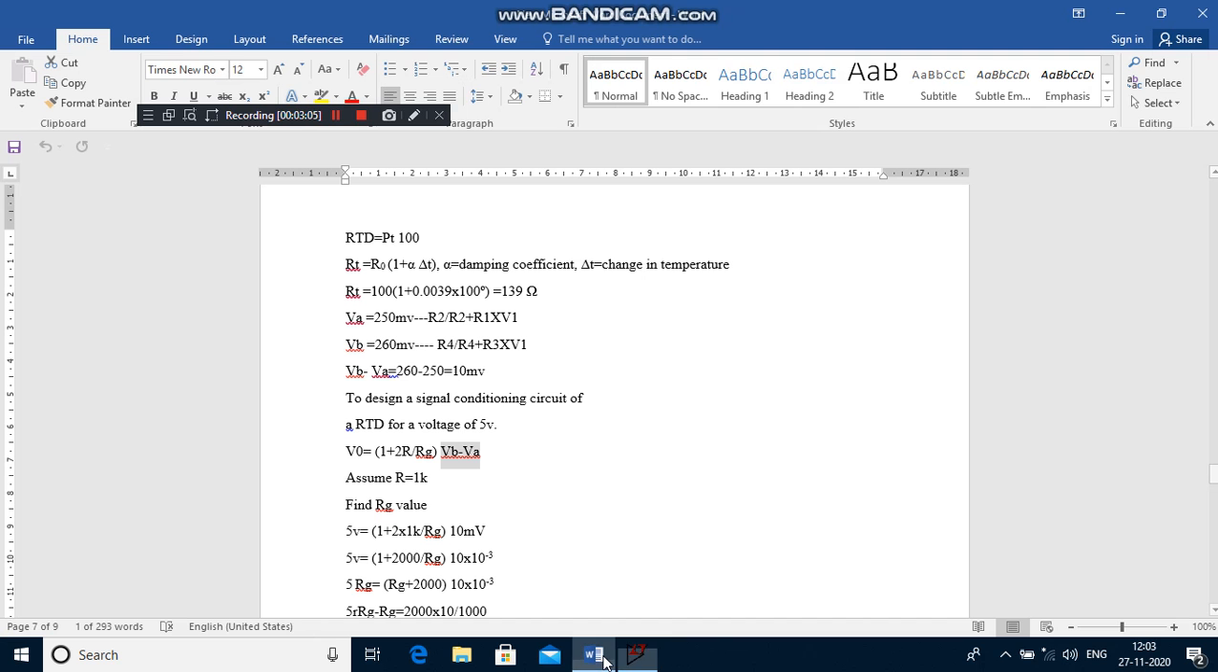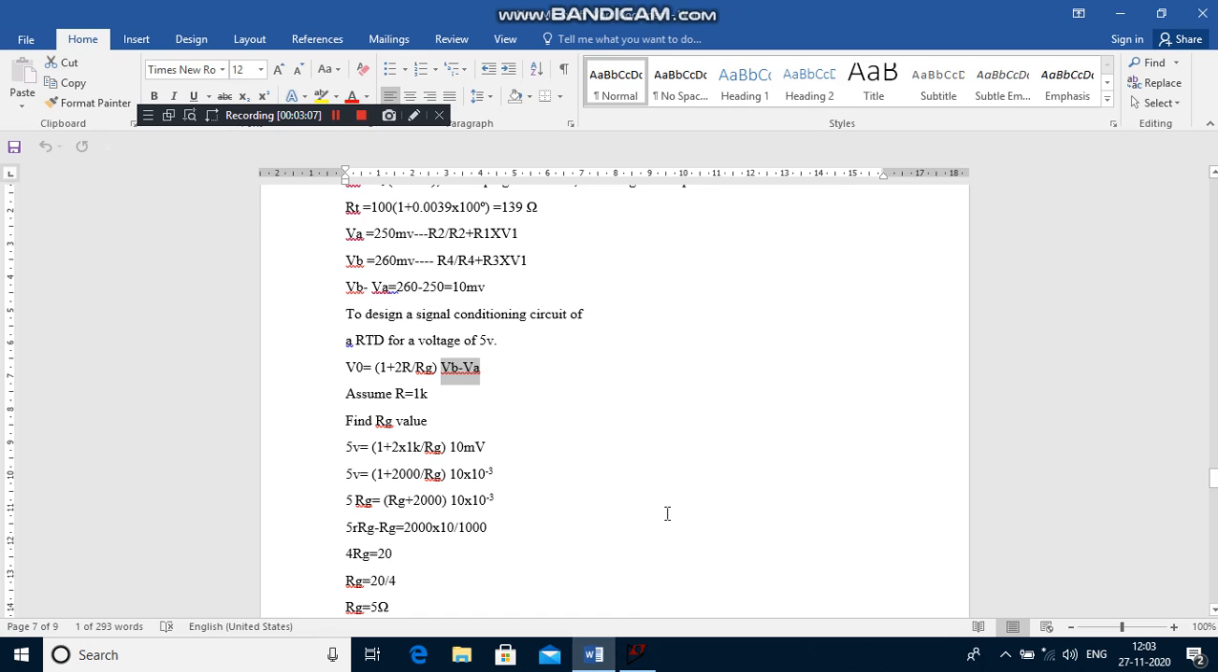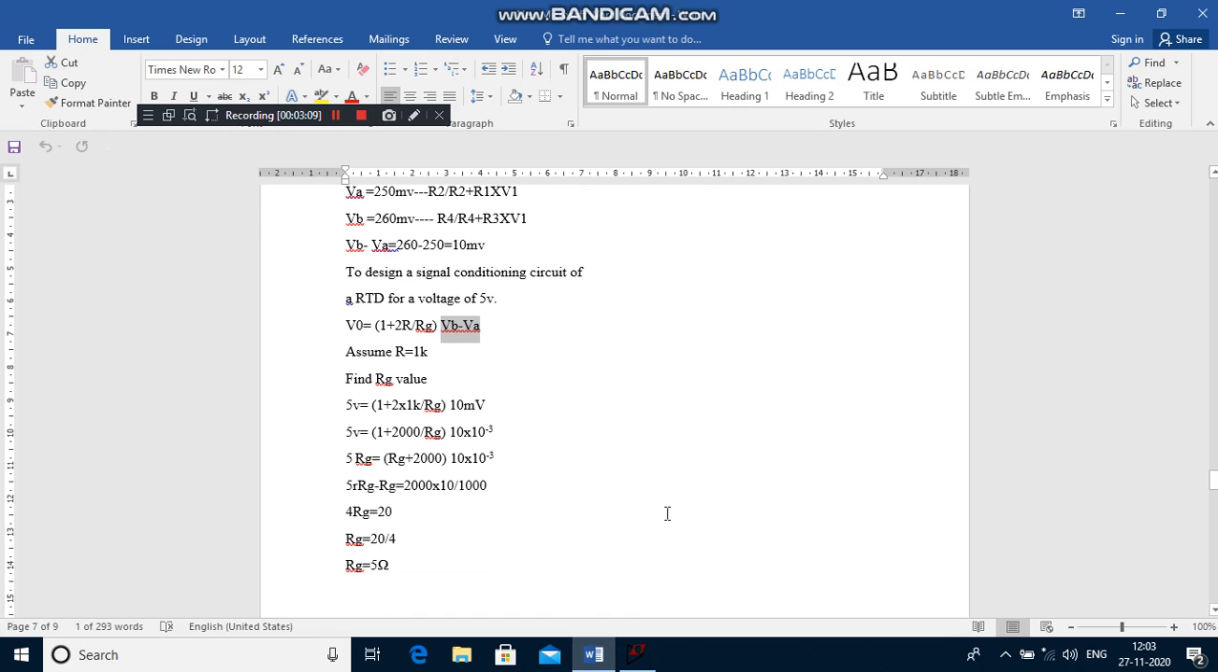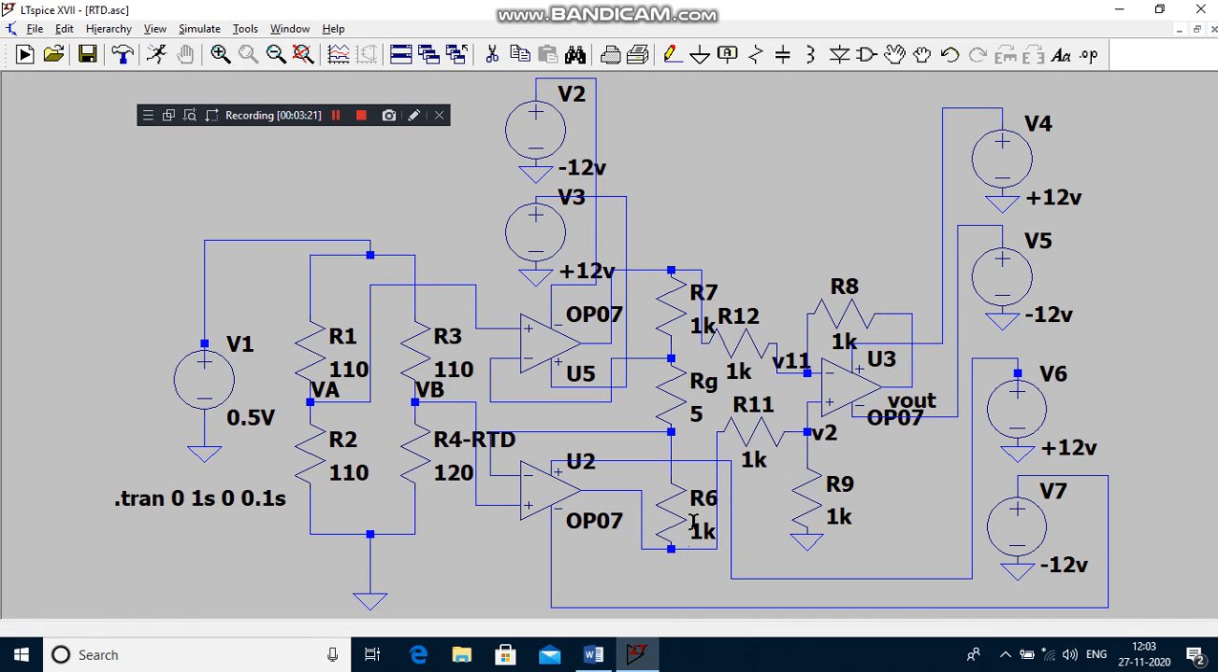Okay. So you have to assume all the resistors in the instrumentation amplifier as 1K except RG. So you have to find out the resistor value RG. RG means gain adjusting resistor. Okay. So you have to assume the resistor value R as 1K and you have to find the RG value. What is your RG value? You are getting 5 ohm. So you have to apply the resistor value RG 5 ohm in the given circuit and you have to save and simulate the program. Okay.